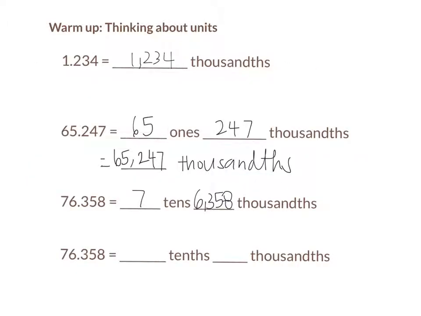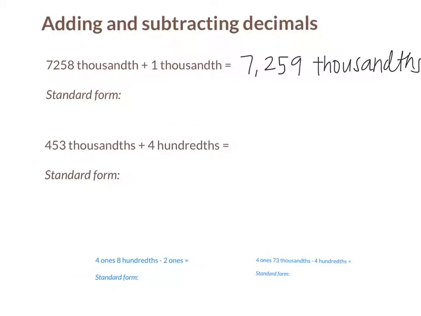76.358. And we don't want to write it as tens this time. We want to write it in tenths and thousandths. So how many tenths do I have? Go up to the tenths place and see how many tenths do I have. Everyone? 63. And then how many thousandths do I have left? 58. Okay. That means that we could solve this problem, 7,258 thousandths plus 1 thousandth, in our head.